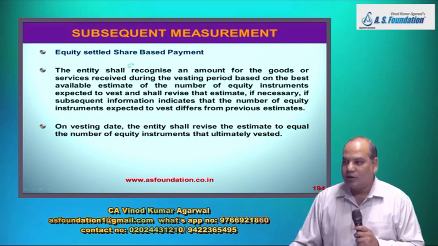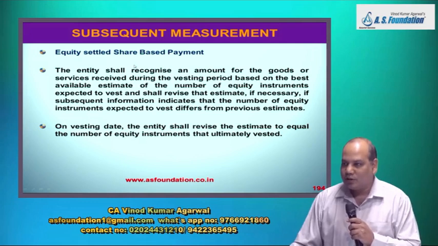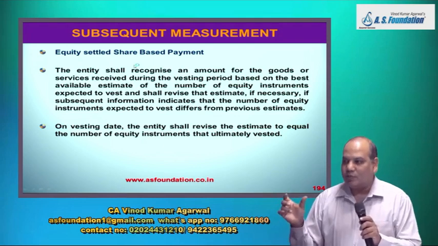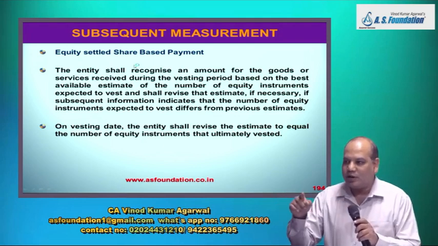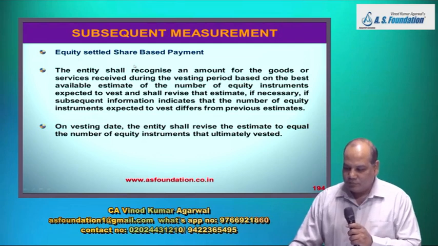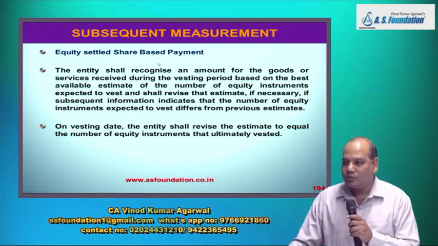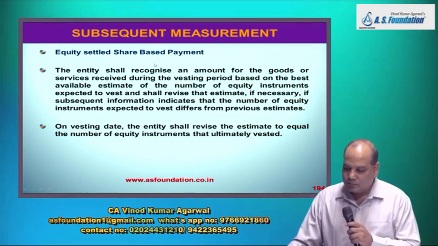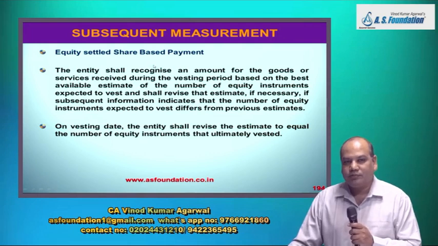There is a grant date on which the two parties agree to the terms and conditions. There is a vesting date, and the expenditure will be recognized between the grant date and vesting date. We have to estimate the number of options that are likely to vest, right? And at every reporting date, the estimates have to be revised.